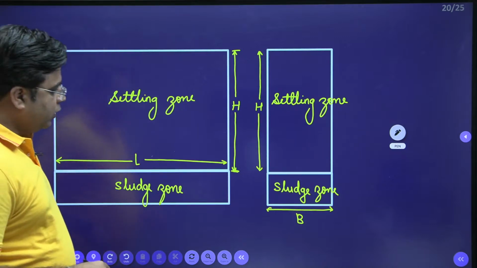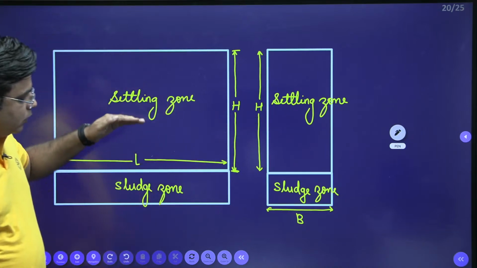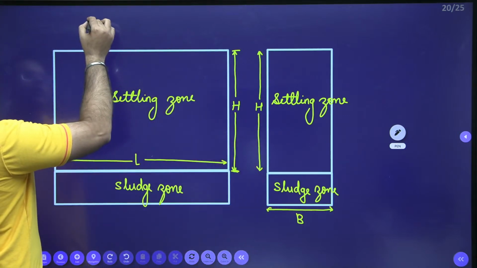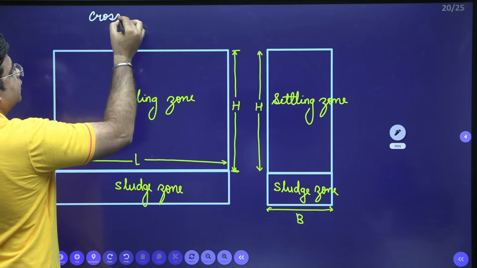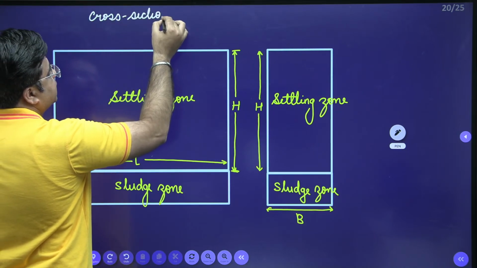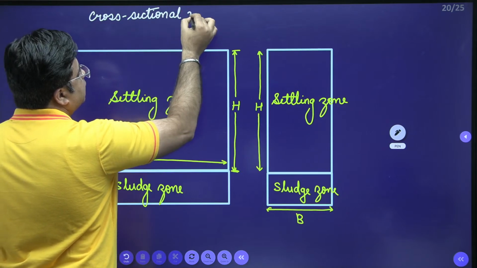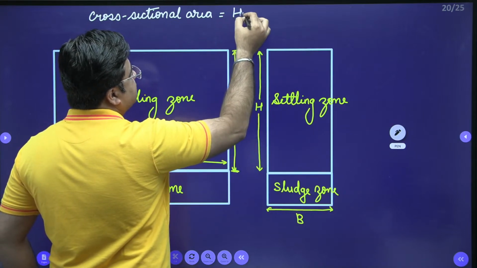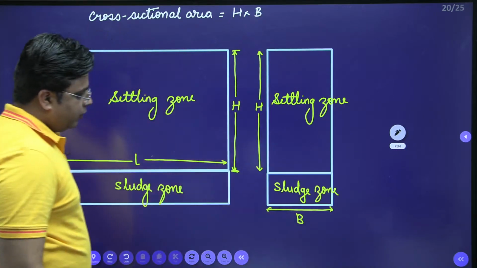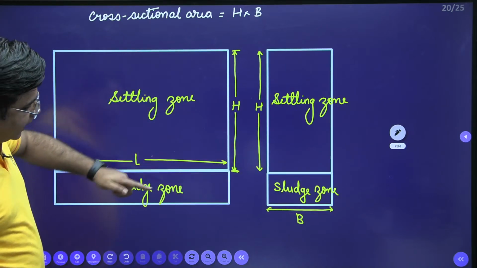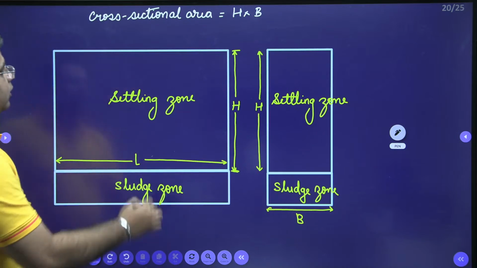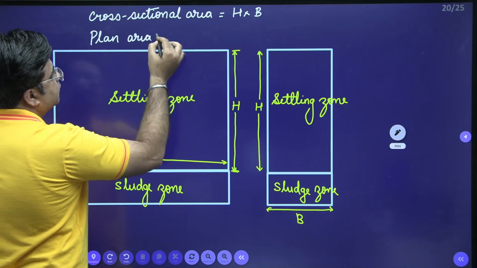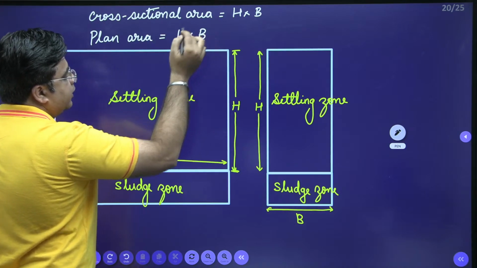Okay. So when you observe this, what can be this cross-sectional area? The cross-sectional area is H into B. When you observe this tank from the top, plan area will be L into B, right?